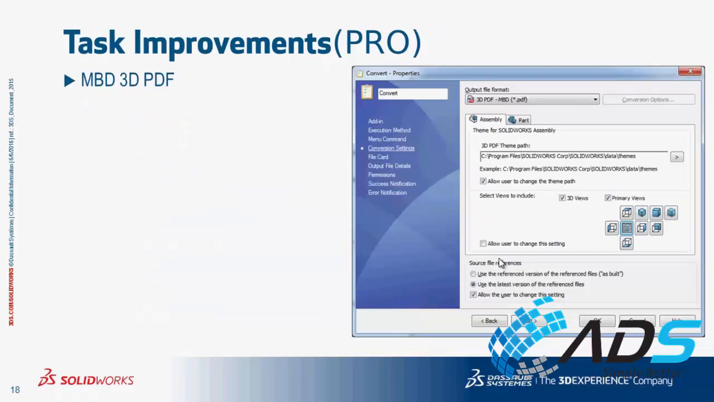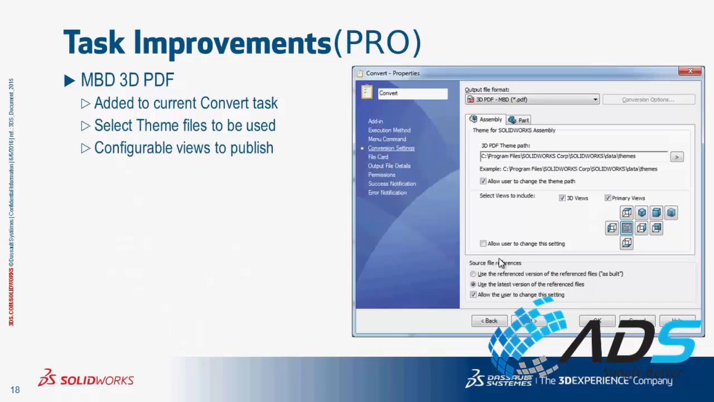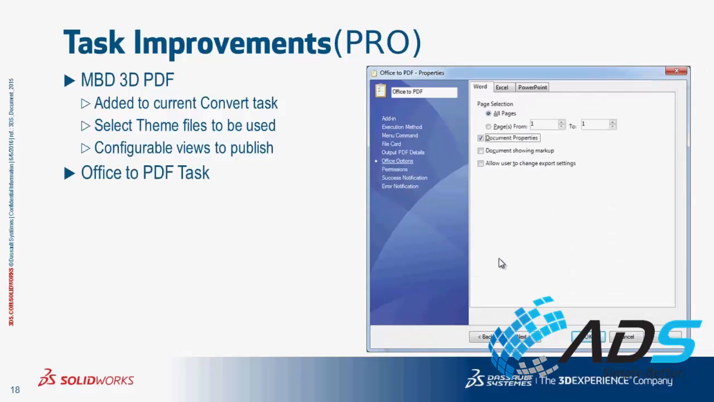So from tasks, we are introducing a 3D PDF task to support MBD. You'll be able to specify your themes. It's built into the current convert task. You can select your themes, the 3D views, the primary views, and so on. You can allow the user to change these views.